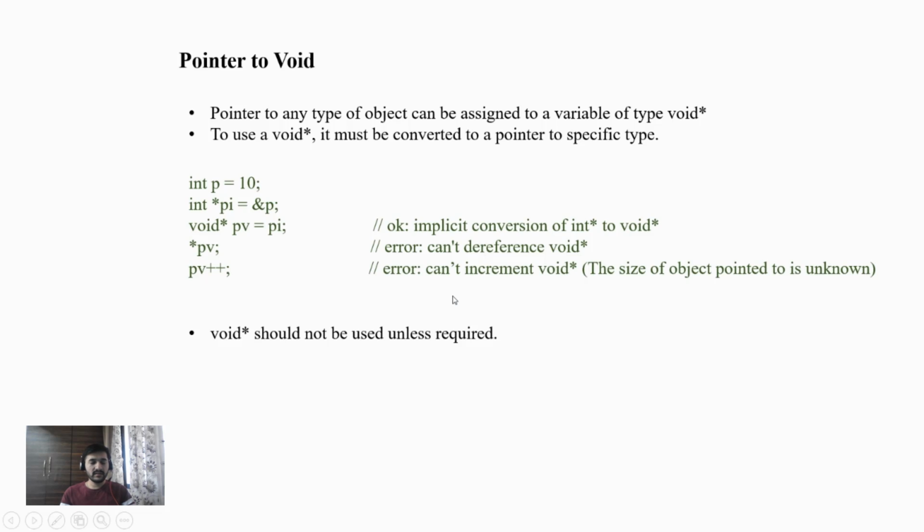The last line for this video: a void pointer should not be used unless it is very much required. Whenever we use a void pointer, that means there is some flaw in the design. Okay, so that's all we learned: pointer in C++, pointer to array, pointer to constant, and pointer to void.